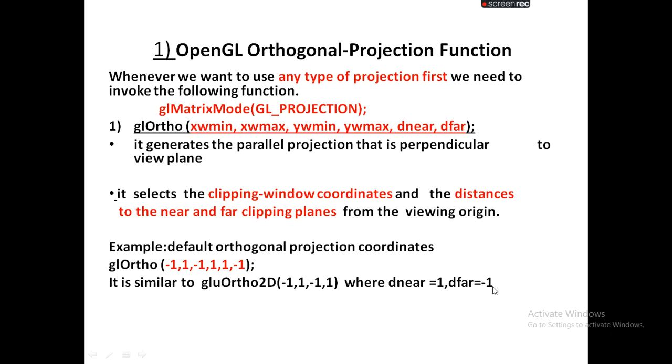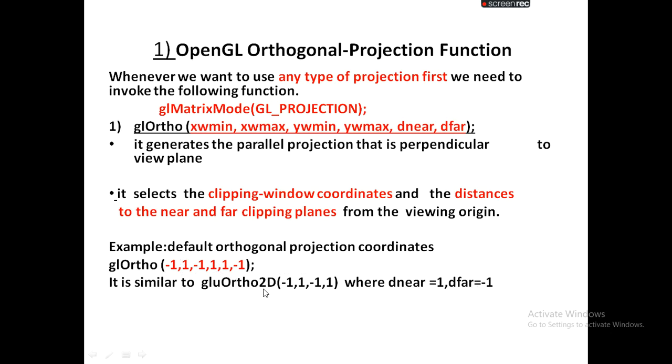By default, what I am discussing is using the GL ortho default orthogonal projection coordinates. It is similar to using GLU ortho 2D with respect to its default coordinates, that is -1 to +1, -1 to +1, and d near and d far are not there, meaning the z axis is not there here. Even if the z axis is not there, it will take the z axis value +1 to -1. This is in the case of 2D, and this is in the case of 3D. Both are the same.